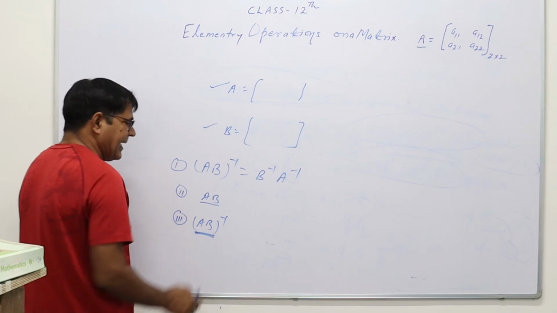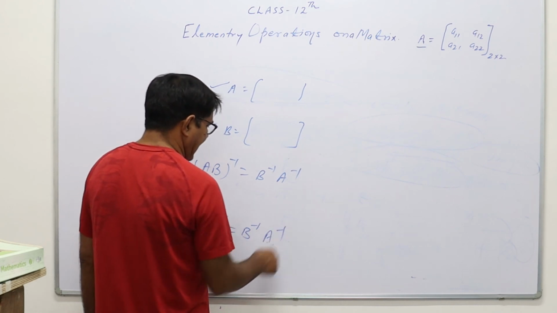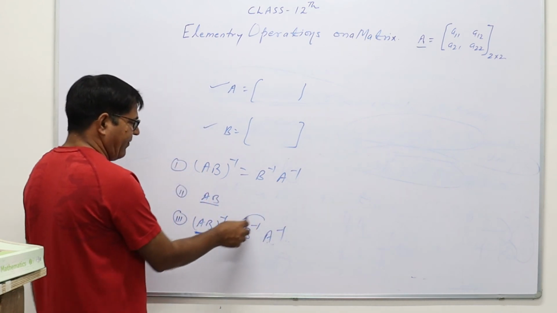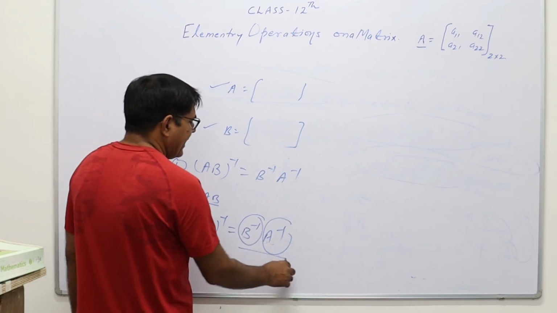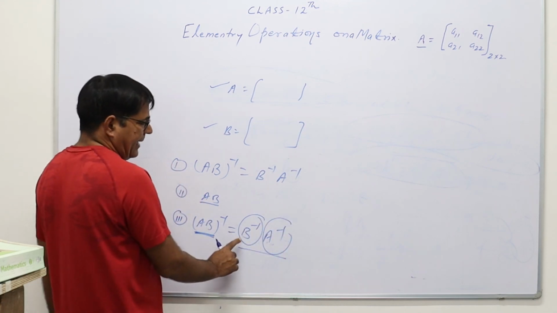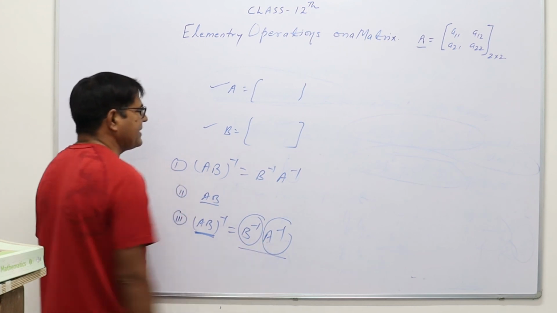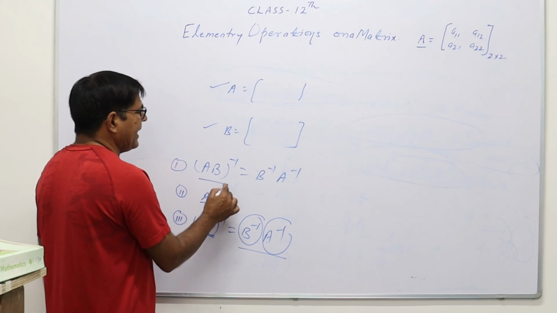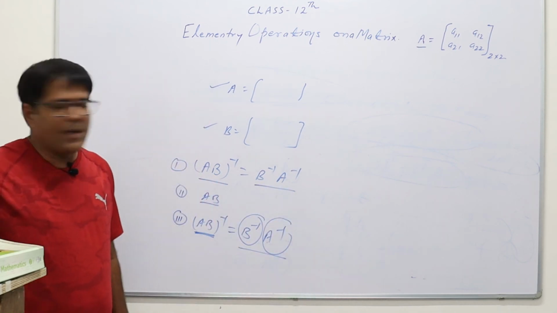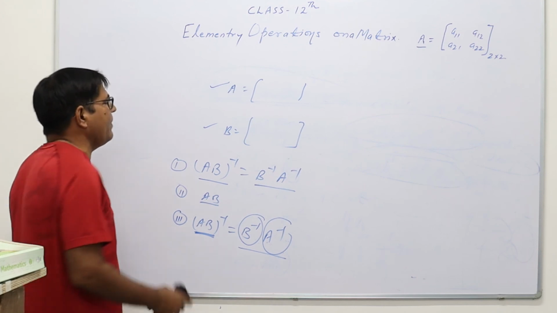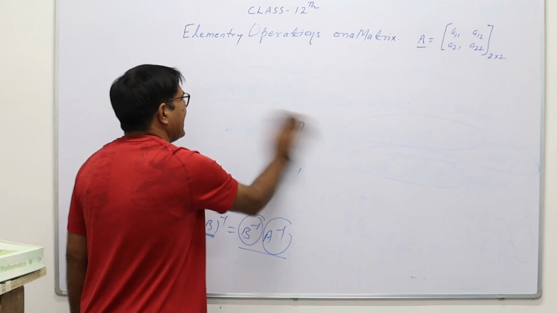We will take its inverse, and what will it be equal to? B inverse into A inverse. That is, in the next step we will find first B inverse, then A inverse, and then we will multiply, the post-multiplication of B inverse with A inverse. That is, first we have to solve the left hand side, and then we will solve the right hand side, and if both sides are equal, then the inverse of AB will be equal to B inverse into A inverse.